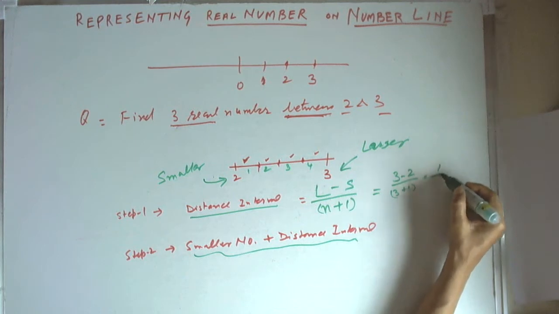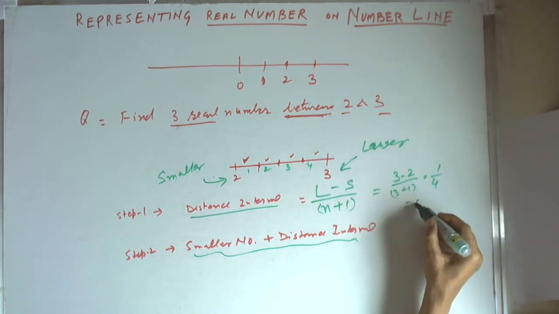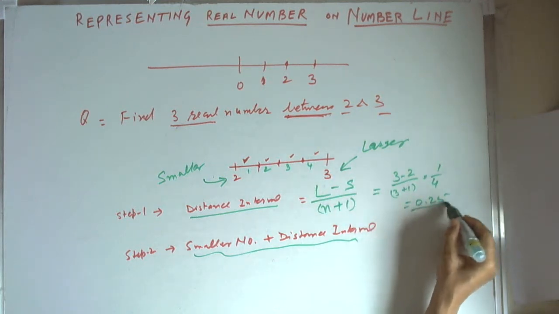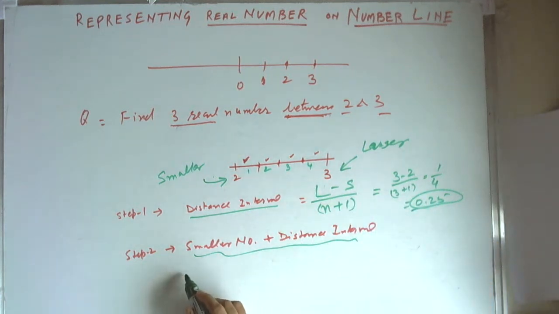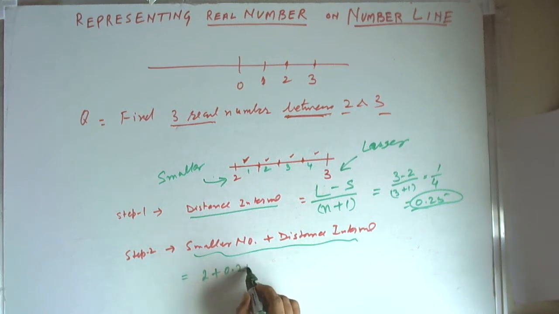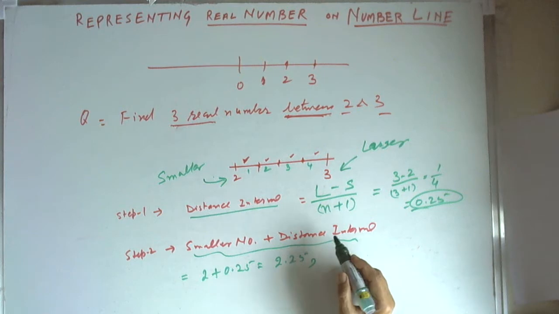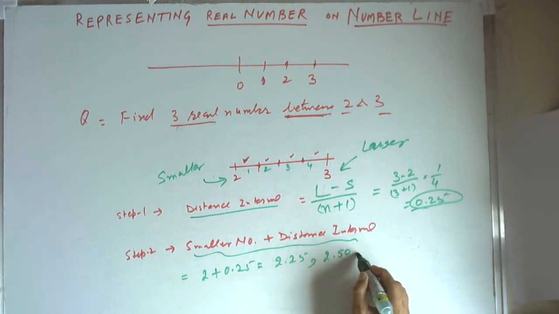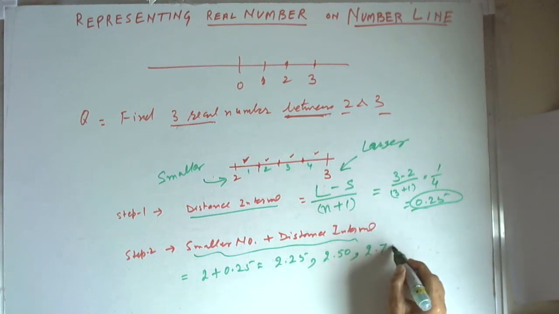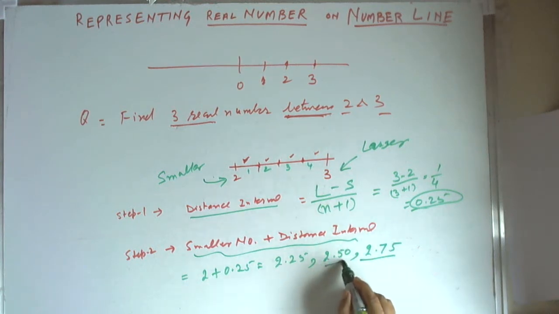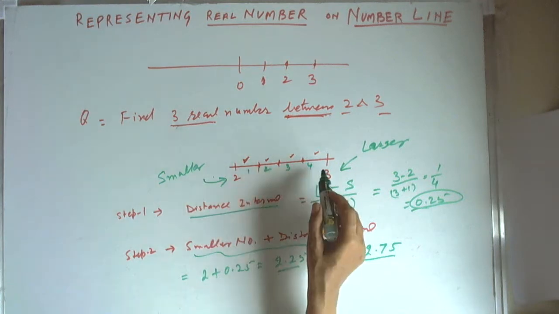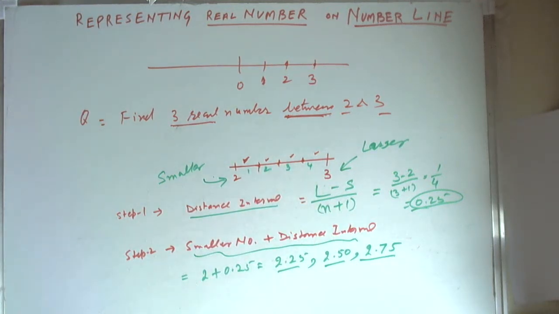So this will become 1 by 4, and 1 by 4 is equal to 0.25. So the three numbers will be 2 plus 0.25, which is 2.25, and then the subsequent number we get by adding another 0.25, which is 2.50, and the third number will be 2.75. So these are the three numbers which are equidistant between 2 and 3. This way we can find them.